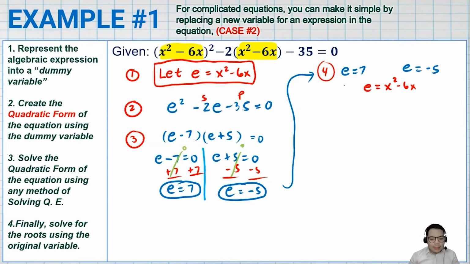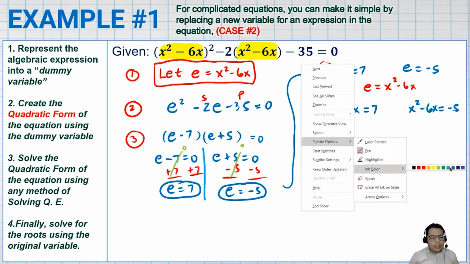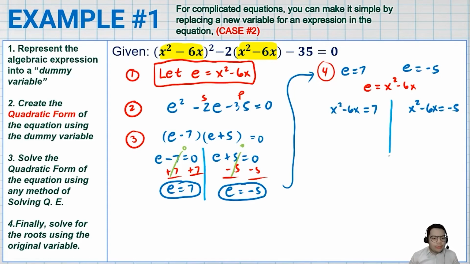So palitan natin ngayon to si E. Gagawin natin x squared minus 6x, then equal to 7. Then now we'll be having yung E ulit, papalitan natin ng x squared minus 6x. So in this case, we'll be having x squared minus 6x is equal to -5. Yan. So meron ulit tayong dalawang equation and we also have to solve for the variable x to finish solving this given equation.